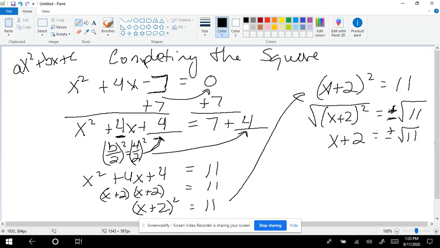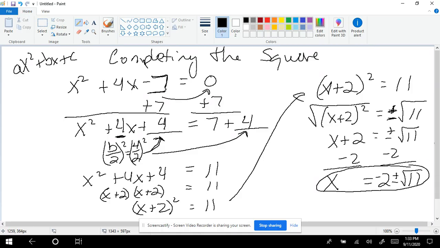To get x by itself, we have one more thing we need to do. We need to subtract 2 from both sides. And the way this is going to look and represent two answers, we get x on the left-hand side. We're going to put this number out front of the radical. So negative 2 plus or minus the square root of 11. So that is the final answer.